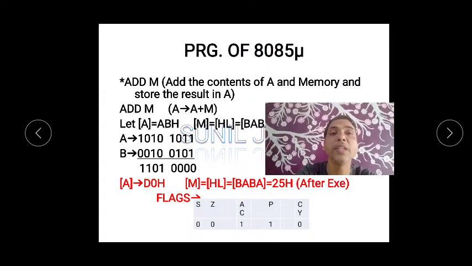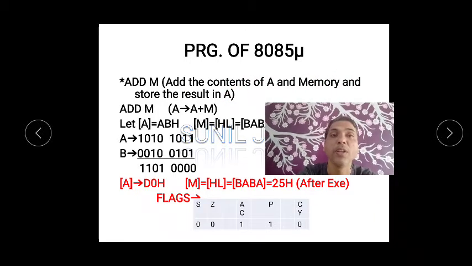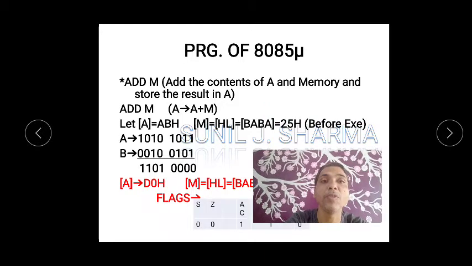Okay, let's go with the second example. Now here you can see ADD M. Add the contents of accumulator and memory and store the result in accumulator, so A = A + M. Let the contents of accumulator be AB, and everyone knows that M means the HL pair. It is not direct. You have to go to the HL pair, which will be holding some address. So what is this, BABA? BABA is nothing but an address. What is this 25? 25 is the data at that memory location, BABA.